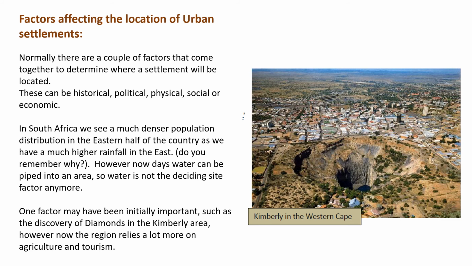What also does happen is that initially one factor might have been very important. A good example is Kimberley in the Western Cape. We see a picture of it here. And that's the Kimberley Hole, the big hole. That was established because diamonds were discovered in Kimberley, and this is where they mined the diamonds initially. Now the area relies a lot more on agriculture and tourism and is also in fact a central place. That's a theory that we're going to have a look at a bit later.